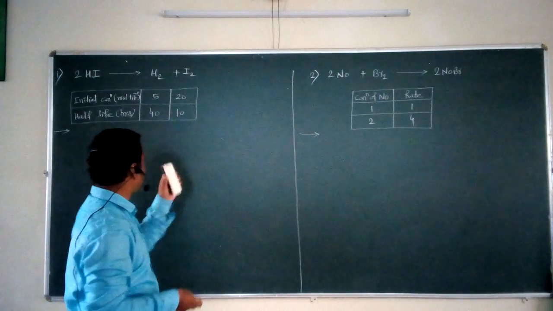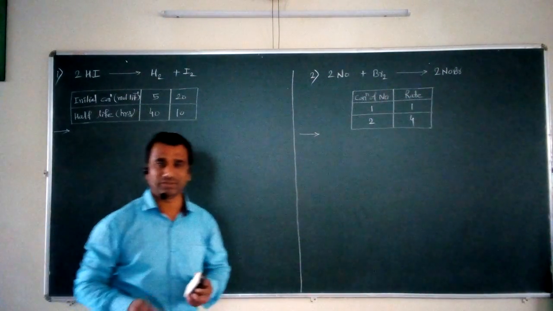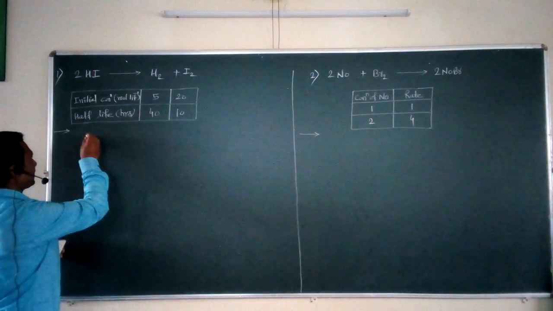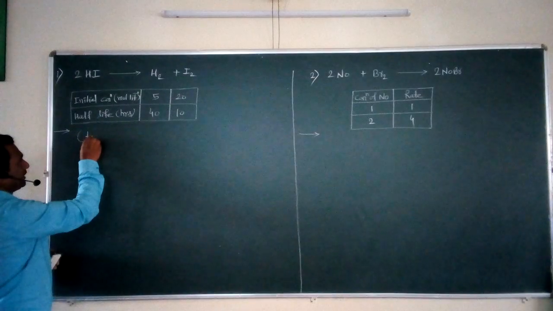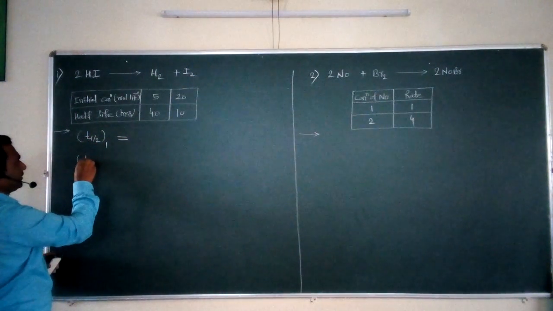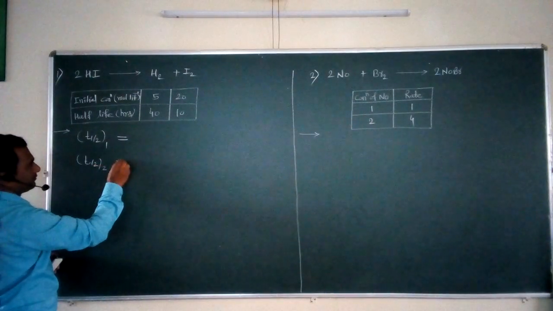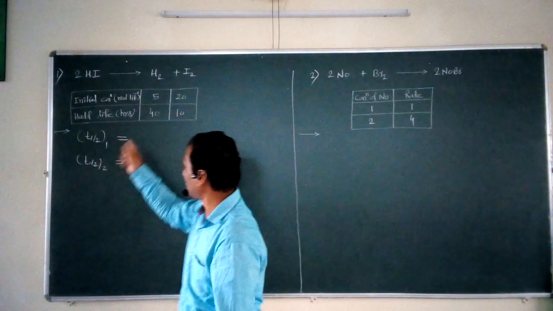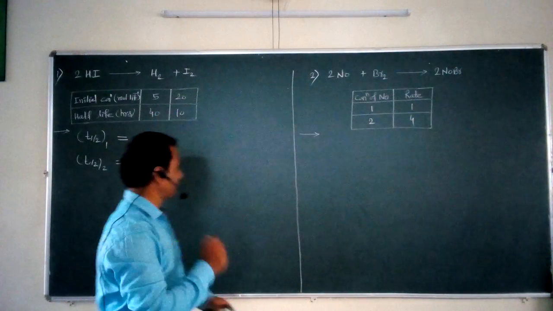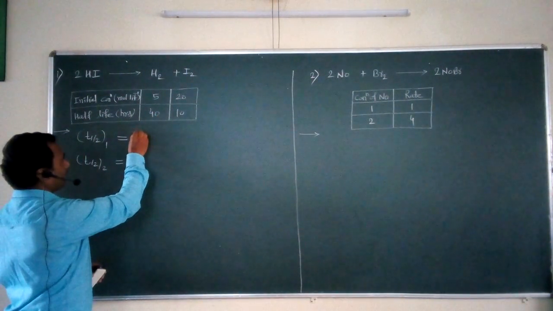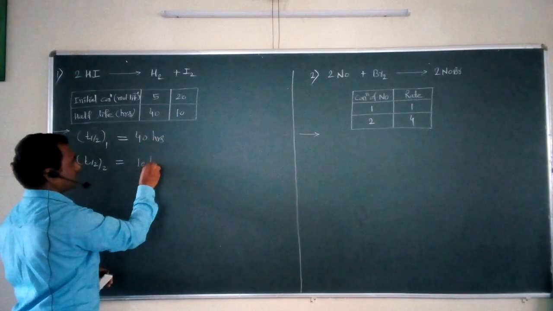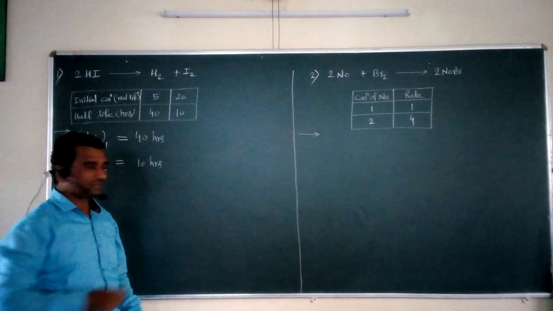For this purpose, we have to first write what is given. First of all, we have to write the given data. They give us the half-life period first, then the half-life period second. The half-life first is 40 hours and the second is 10 hours. So we write that T half first is 40 hours and T half second is 10 hours.